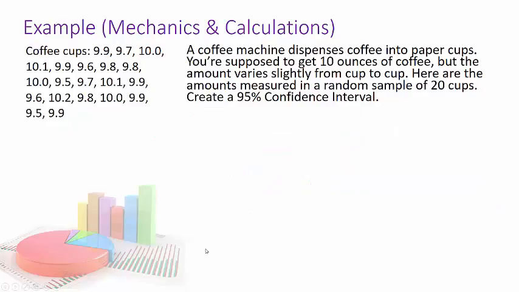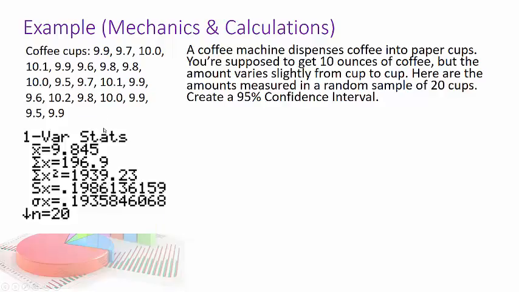Now we'll get to doing the mechanics. So one thing that we're going to need is our statistics. So I get all this data entered into a list, which I did for the histogram anyways. So then I just go ahead and do one var stats. And you should remember how to do that on your calculator. Should be stat, calc, one var stats. You can specify which list, especially if you named it.